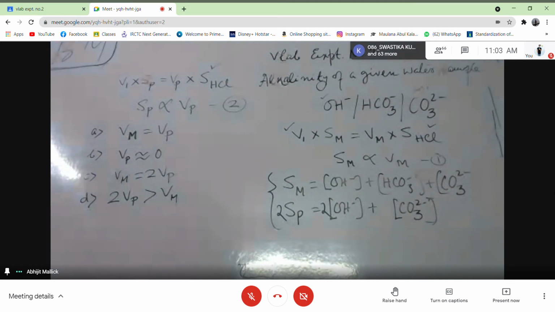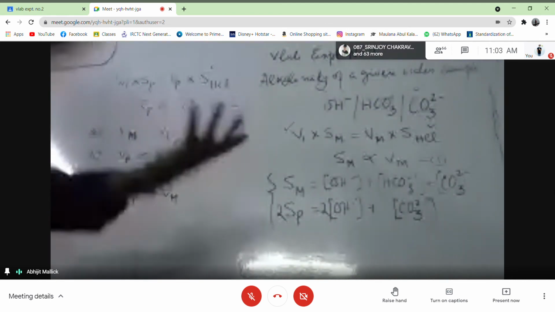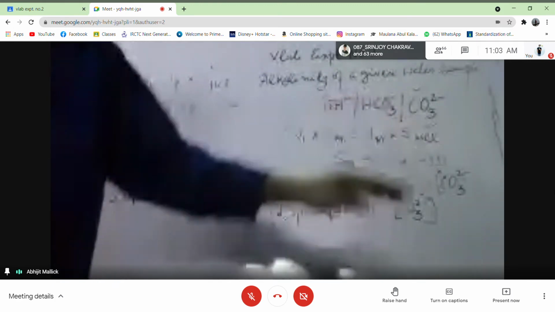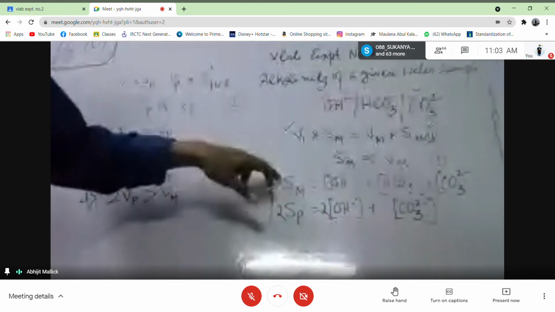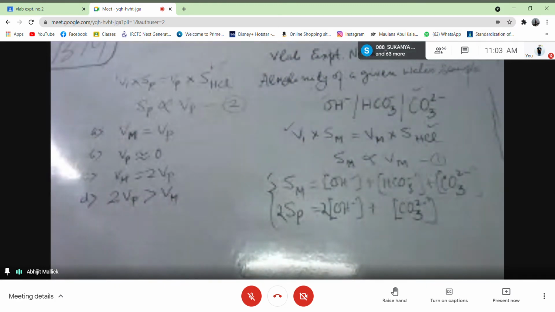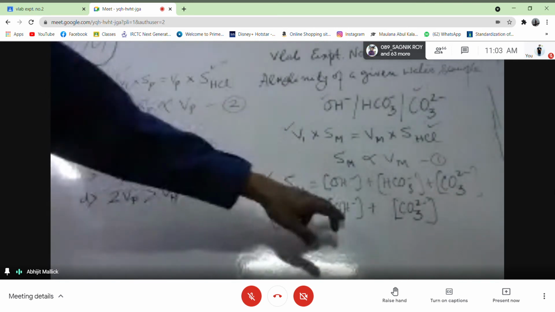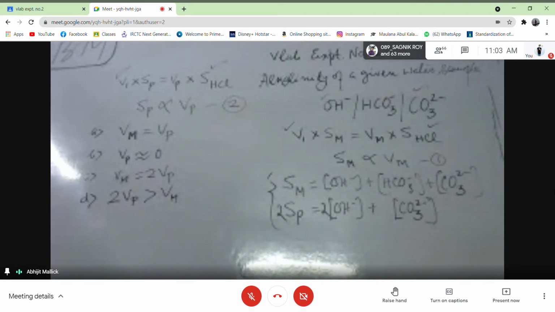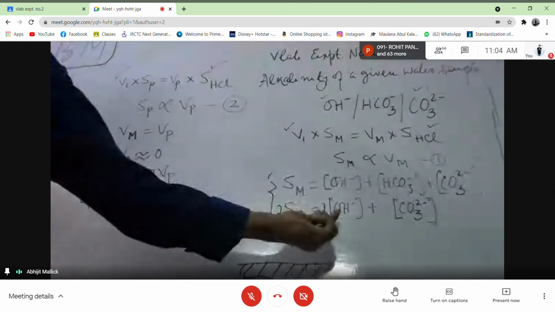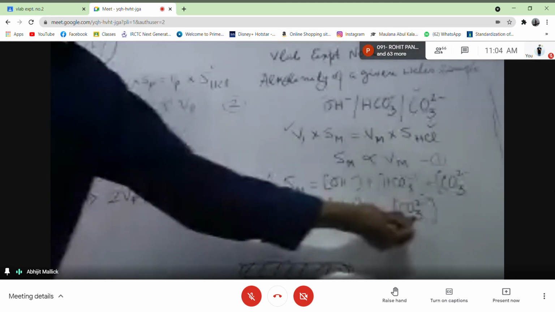Yes, sir, clear. And then how do we get the individual concentrations? Very simple. This is 0. So just subtract: 2SP minus SM gives OH minus. You get it immediately. And once you find the value of OH minus and put it in, you get CO3 2 minus.